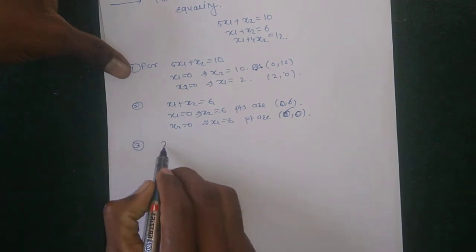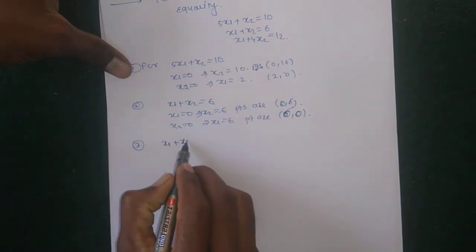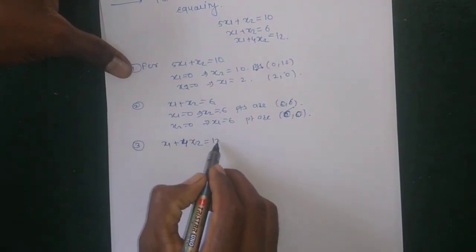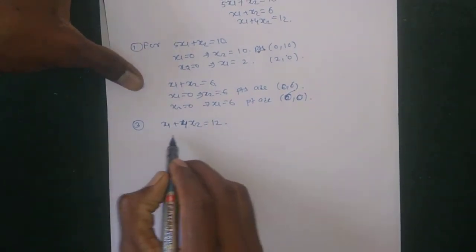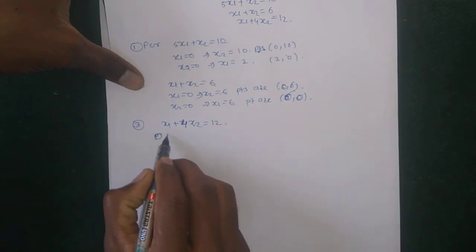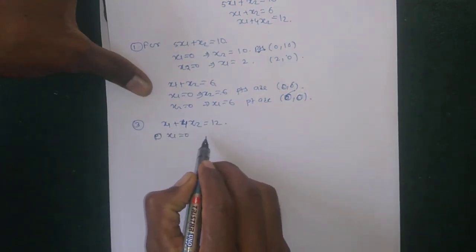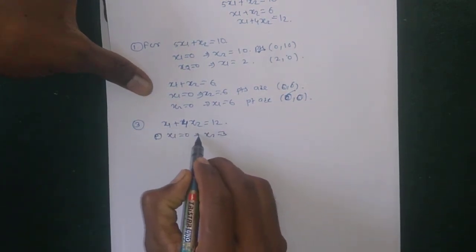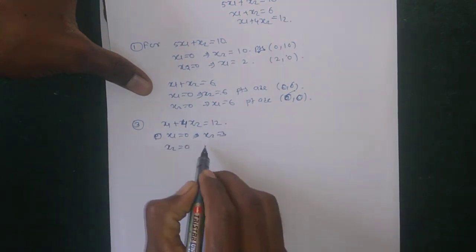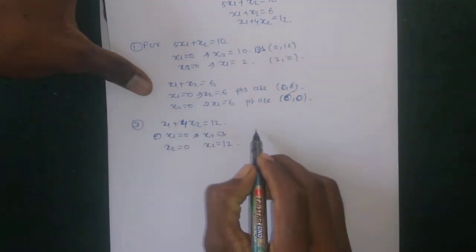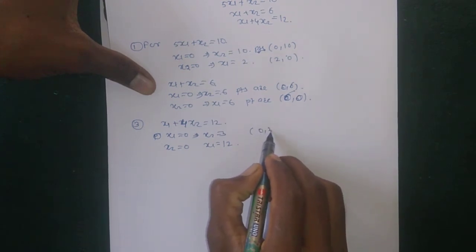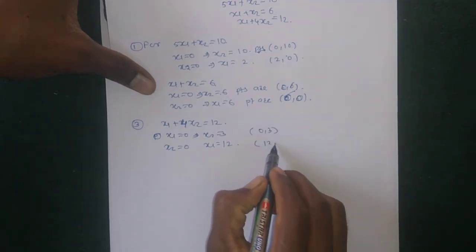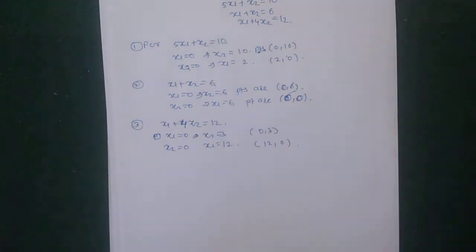So the third constraint is x1 plus 4x2 equal to 12. The points are: when x1 is equal to 0, then x2 equal to 3, and when x2 equal to 0, then x1 is equal to 12. So the points are (0, 3) and (12, 0). This is the set of points for our equations.